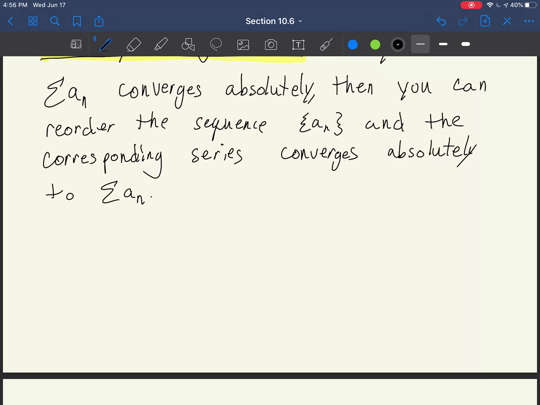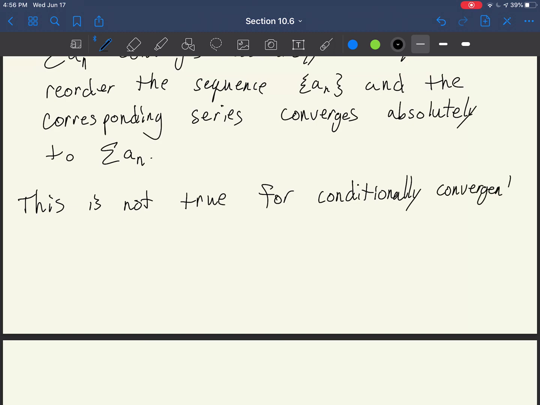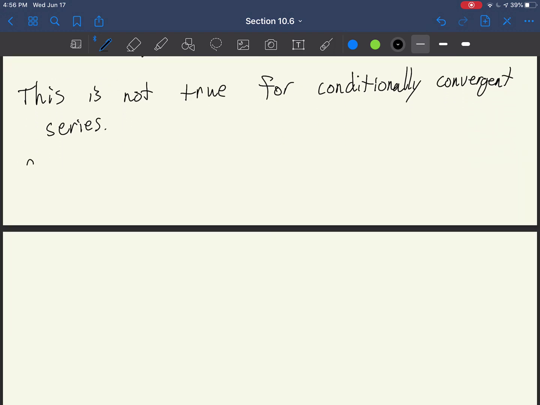So why is this a fun fact? Cool, we can rearrange the order. You kind of expect that. I mean, who cares in what order you add things? But remember that this deals with infinite things. So we don't really know how infinite things behave too well compared to finite things. And what makes this a fun fact is this is not true for a conditionally convergent series. So I'm going to show you an example of this.